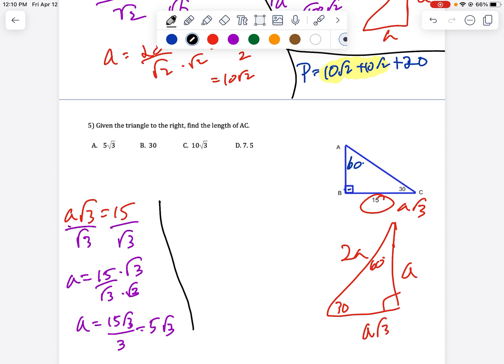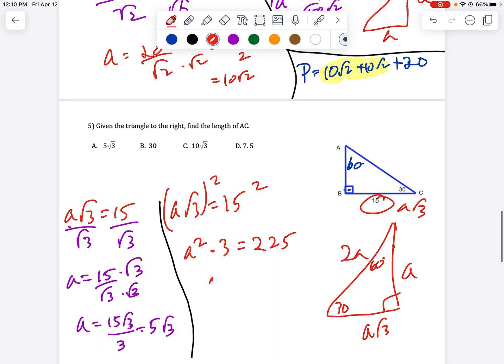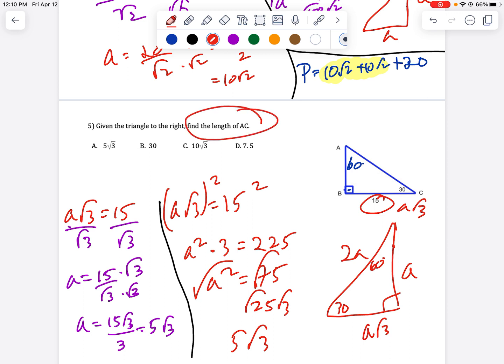Or you could square both sides. A root 3 equals 15, squared. Okay, so I get A squared times 3 equals 225. Divided by 3, A squared equals 75, which is 25 times 3. So I get 5 root 3. Find the length of AC. AC is the hypotenuse, which is 2A. 2 times 5 root 3 is 10 root 3.